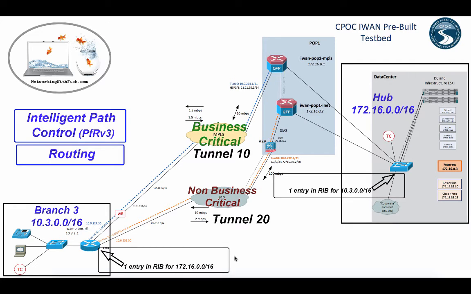So why did we not actually change the RIB? Why did Intelligent Path Control not actually put in a tunnel 20 there? Well, it didn't put it in as a you-want-this-to-happen-should-Intelligent-Path-Control-die. But as you see from the PFR overrides, you can actually find that information in there and where exactly your traffic is going.